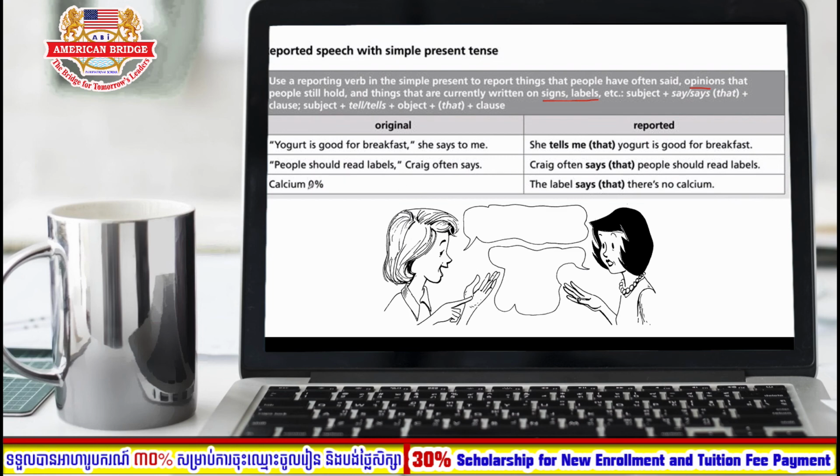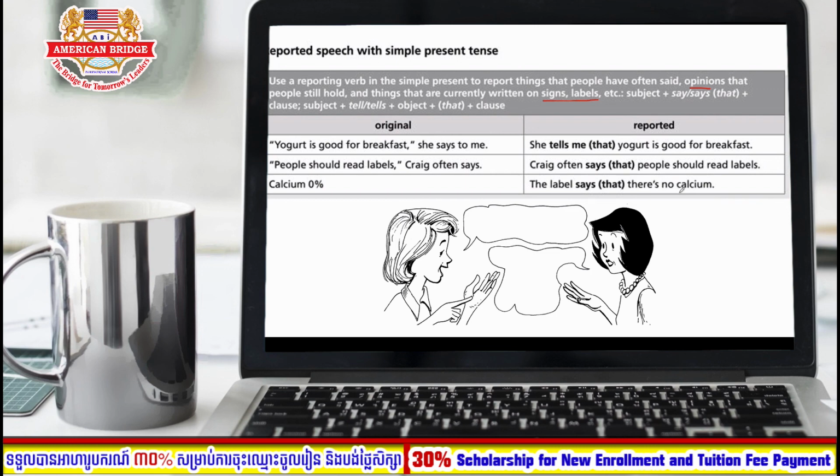"Calcium 0%" is information you will find on the label, and then we say the label says there's no calcium. So this is how you report facts, how you report people's opinions and things that are currently written on a sign. You use present tense. But when we report something that people said or have said in the past, it is in the past tense. But for this one, we don't care about the time because it's always true.